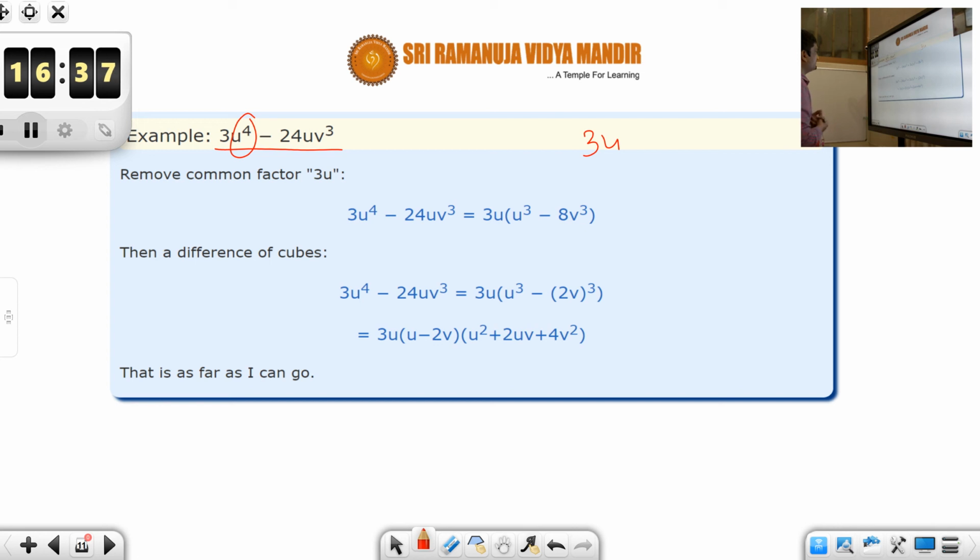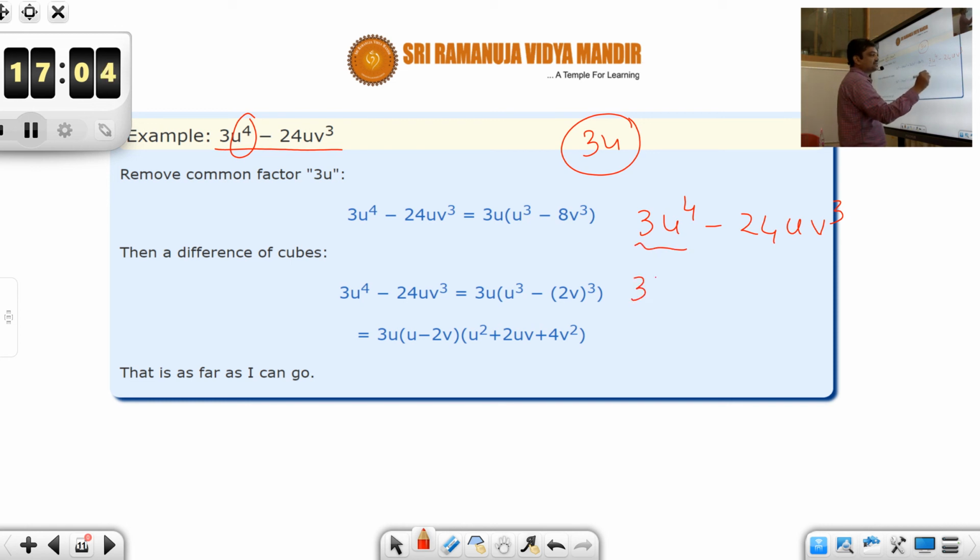And then next, what about variable v? In the first term there is no variable v, whereas in the second term it is v³. So hence there is nothing in common. So hence 3u is the common thing we can get at the outset. So let's take it out. If you take 3u outside, the given expression 3u⁴ minus 24uv³, this first term we can write as 3u times u³, and the second term we can write as 3u times 8v³.